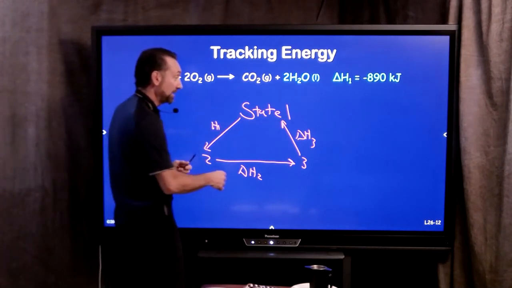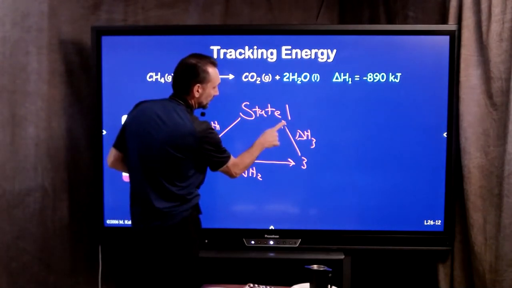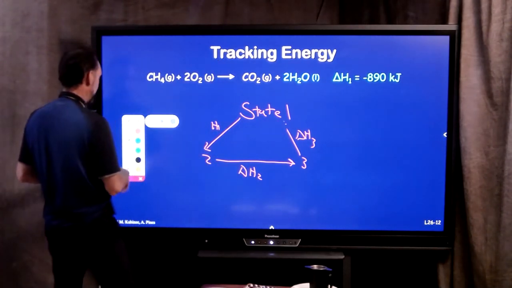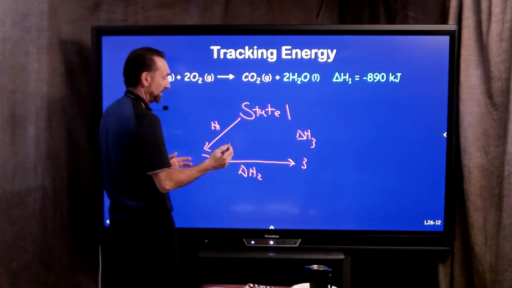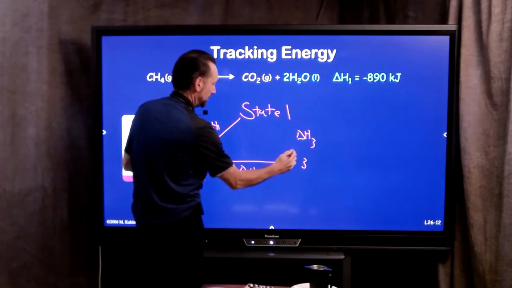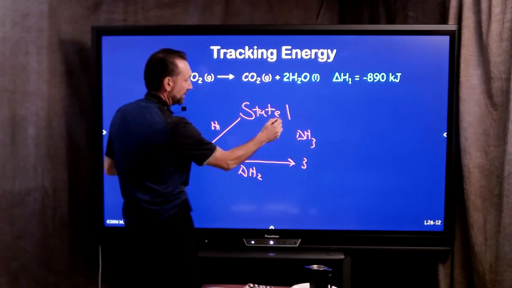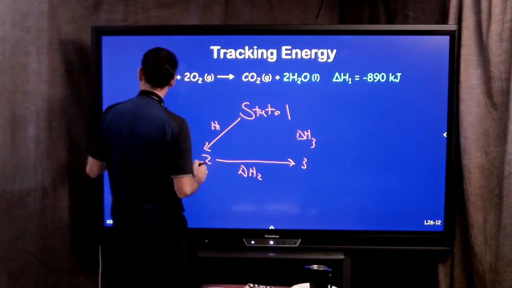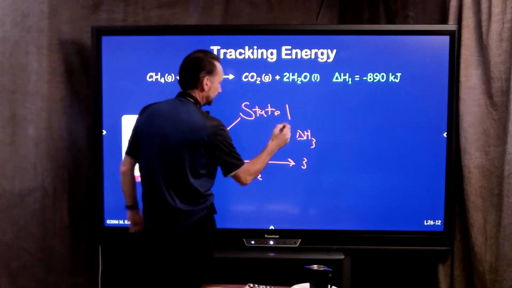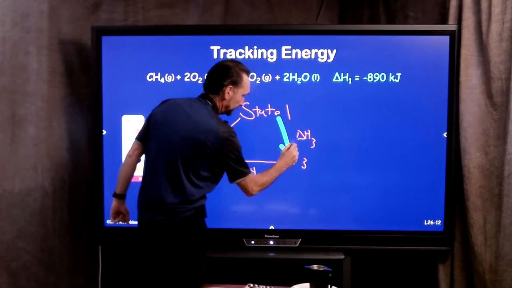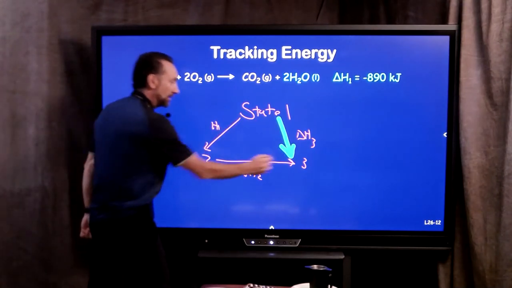And the same can be said if I go the other way around. The same can be said in a slightly different way. Say this path here, I'm going to go back to my pen. If that's the path you're interested in, then that path is the sum of these two paths.